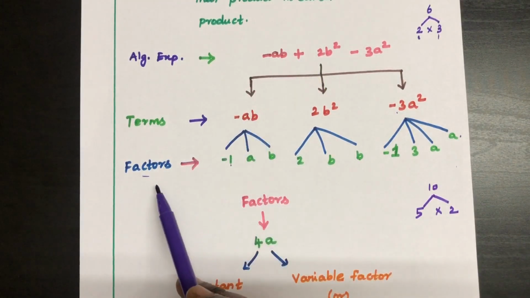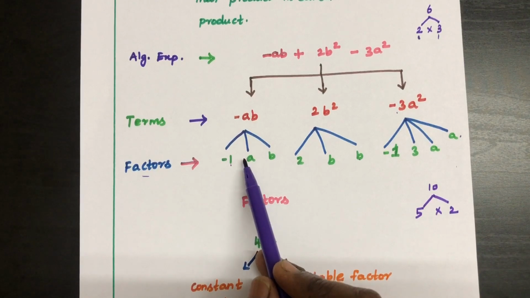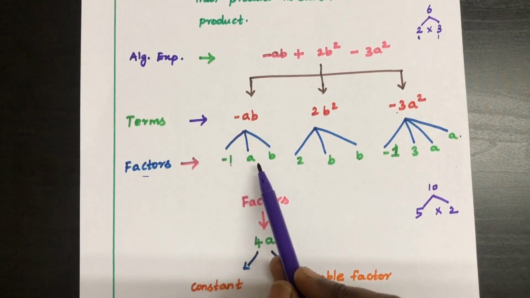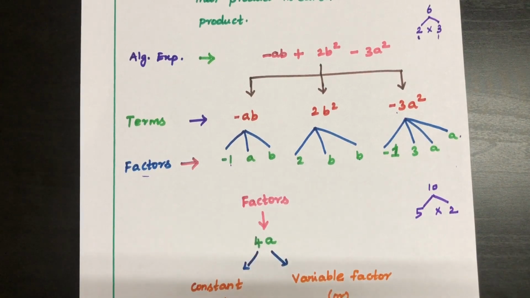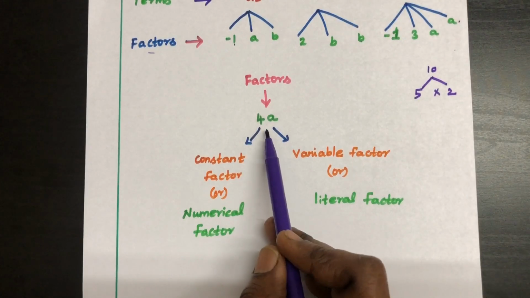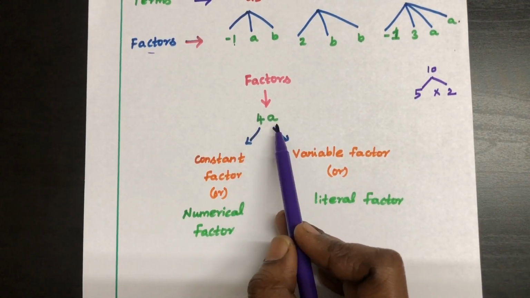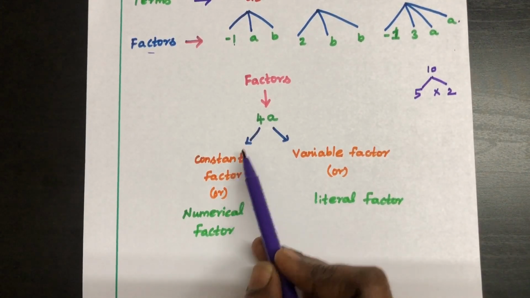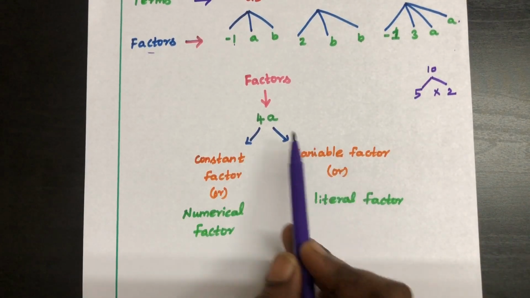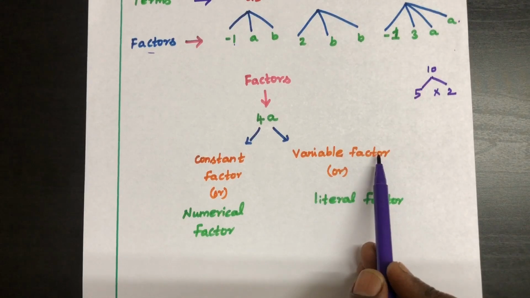From this, we can take factors. How to take factors? Each term can be split into numbers and variables with these symbols. Next, factors. Just for an example, we have taken 4a. 4 is a factor, right? Constant factor. This 4 is a constant factor. And this a is called a variable factor.